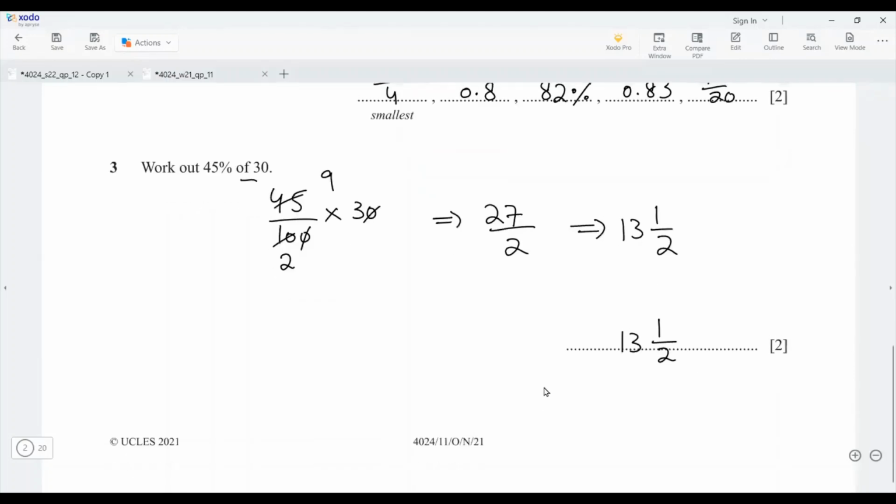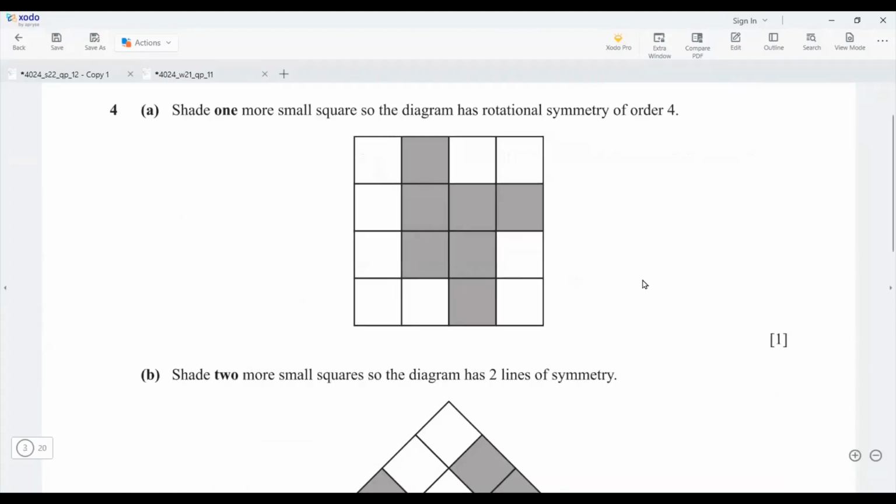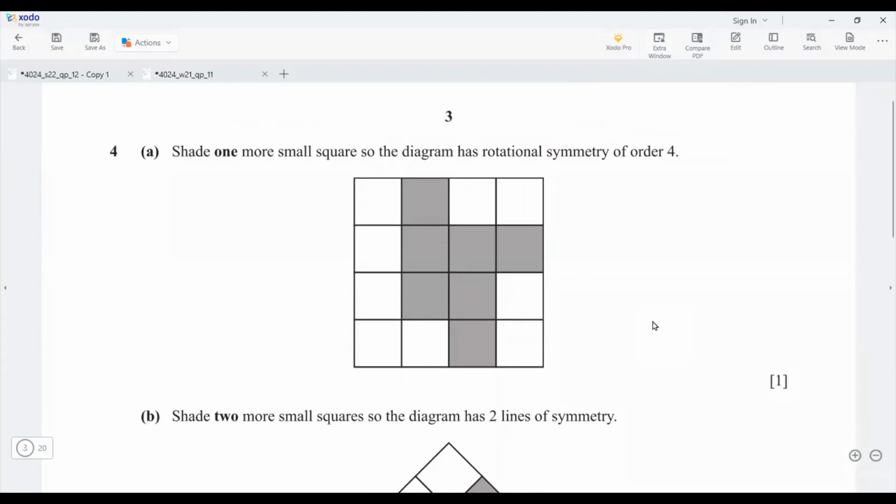So moving to question number 4 on the next page, that is related to rotation symmetry as well as line of symmetry. So what we have to do, look at the question, shade one more small square. So the diagram has rotational symmetry of order 4. What does this mean? If we rotate it 4 times, we are getting the same figure which is mentioned at the initial state. Means this is the initial state.